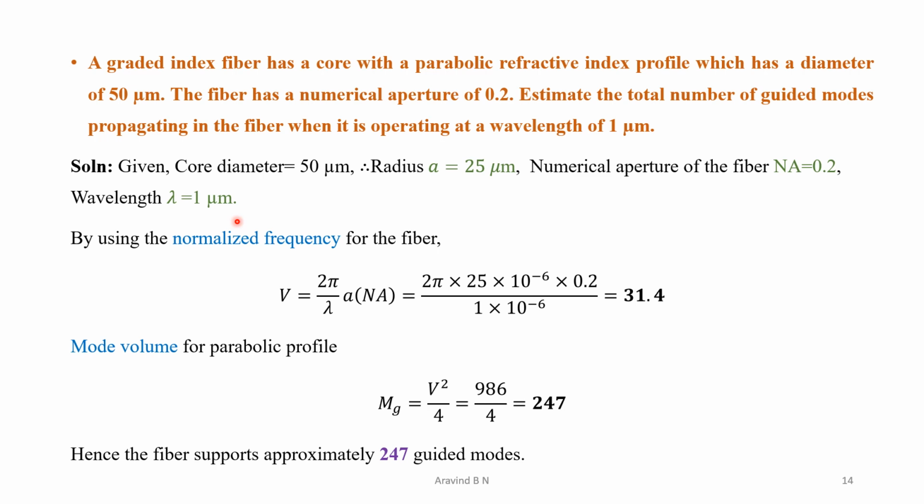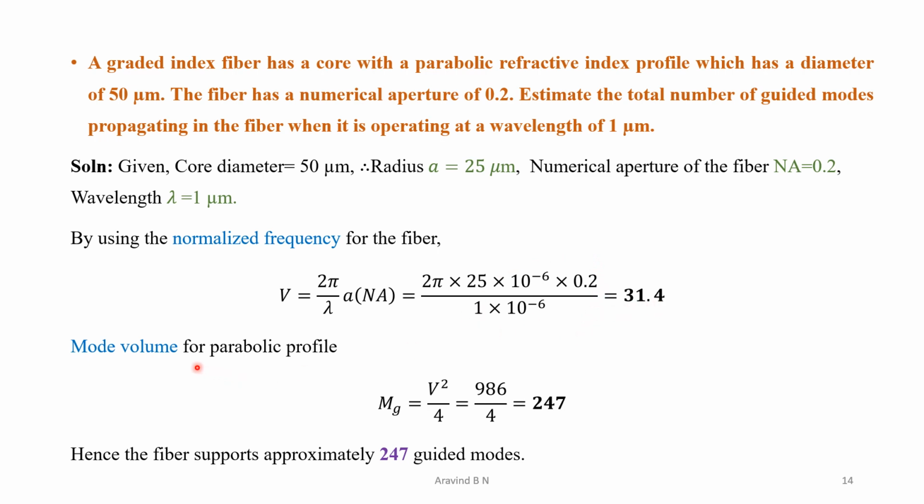So now let us start the calculation. The normalized frequency is given by V is equal to 2 pi by lambda times a times the numerical aperture. Substitute 2 pi, a value is the radius 25 micrometer, numerical aperture is 0.2, lambda is 1 micrometer. By resolving this, we get 31.4.